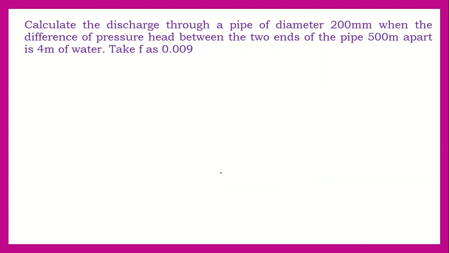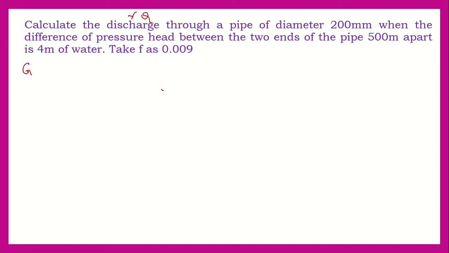Let's see the next problem. Calculate the discharge through a pipe of diameter 200 mm when the difference of pressure head between the two ends of the pipe, 500 meters apart, is 4 meters of water. Take F as 0.009. If you observe this problem, they are asking for discharge, which is the Q value, and they are giving us the dia of the pipe and the difference of pressure head. Next, length of the pipe is given: 500 meters apart means it is the length of the pipe, and F is given.